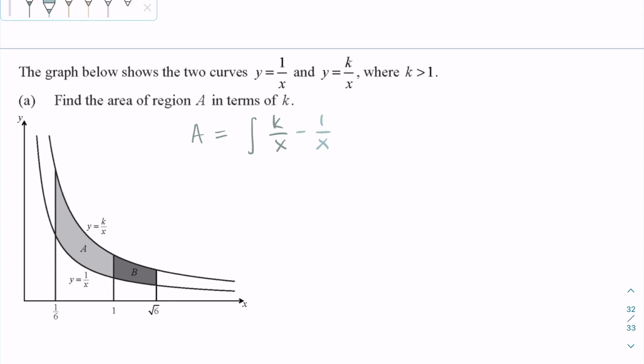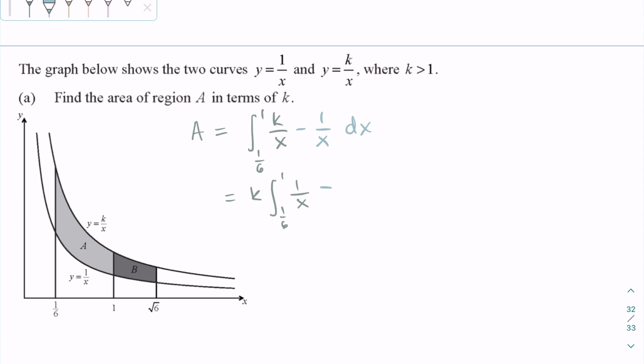All this means is that we are first finding the area under the curve k over x, and then subtracting the area under the curve 1 over x. And we don't do the other way around because k over x has a greater area than 1 over x. We can take the constant k out of the integral and split the integral into two parts.